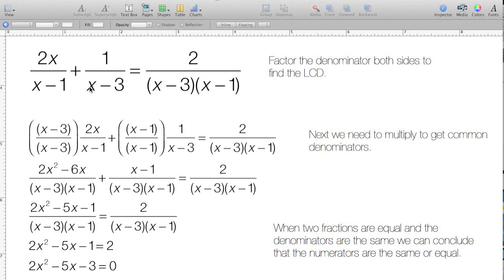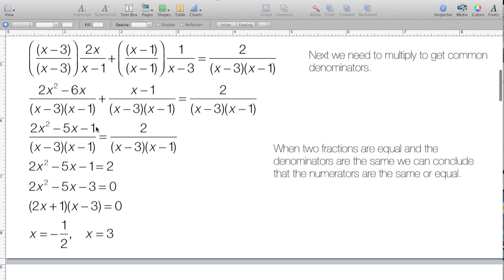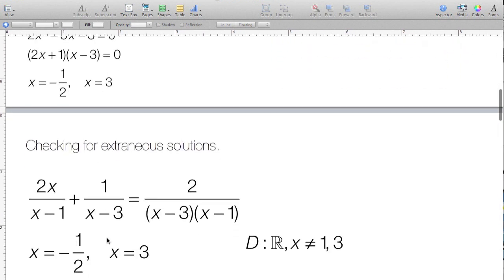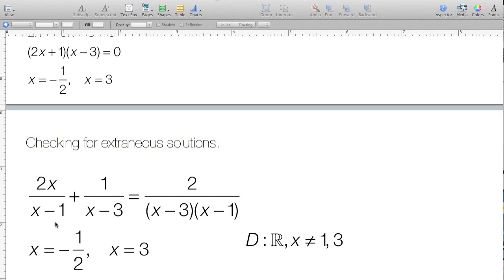So this is a big problem. If I plug in one of my answers, i.e. 3, I'm going to have a problem. So let's take a look at that one. So here's what we have here. We have 2x over x minus 1 and 1 over x minus 3, and of course we have the same denominators on this side. If I plug in my 1/2, not a big deal. It's going to give me numbers and they work out and it turns out to be true.